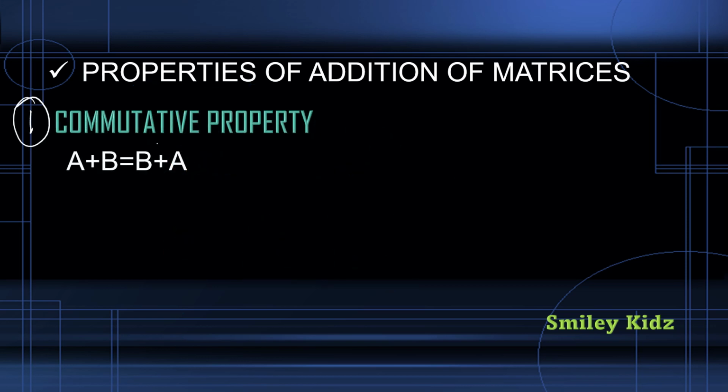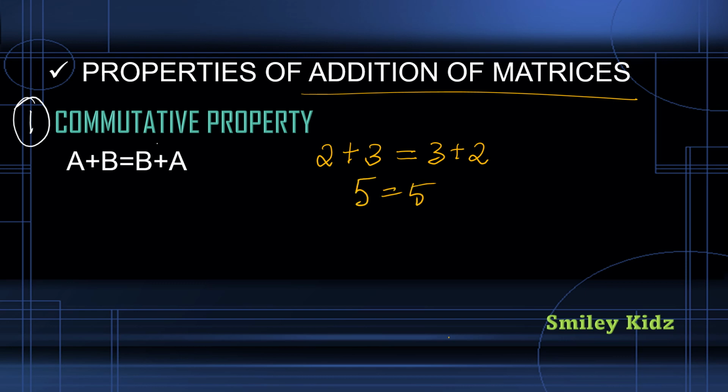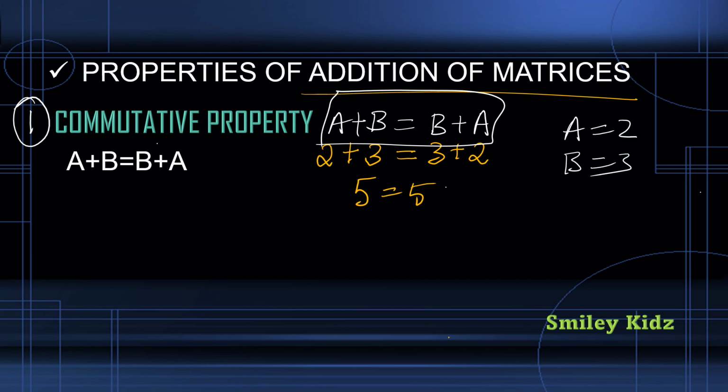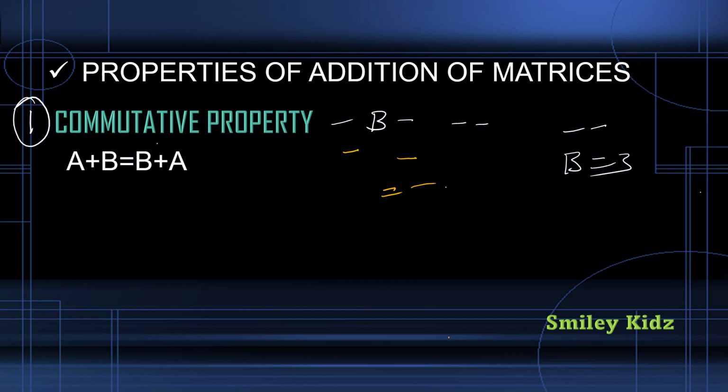Firstly, we have commutative property, which says A plus B is equal to B plus A. Now, in our lower classes, we must have studied this property, right? Which says 2 plus 3 is equal to 3 plus 2. I'm just going with the normal numbers. I'll also show you with the matrices. Now here we have 5 equals 5. This is the commutative property, which says even if you change the order of the numbers, A plus B will be equal to B plus A. Here A is 2 and B is 3. Now let's put this into matrices. Let's have a quick example now.